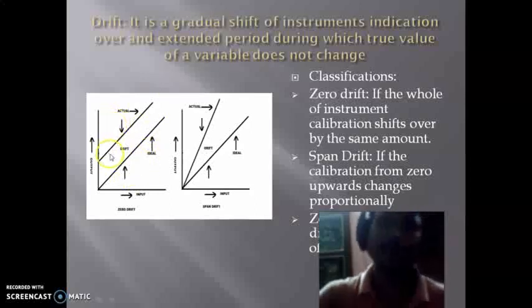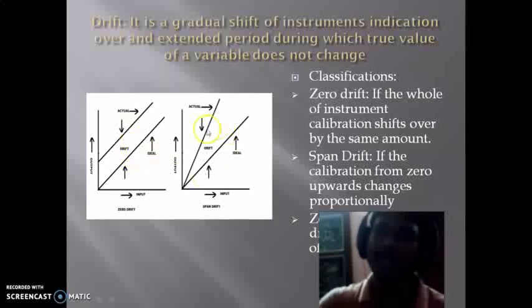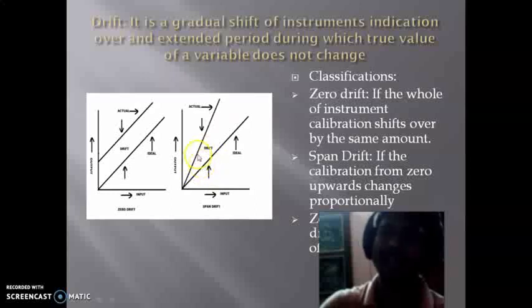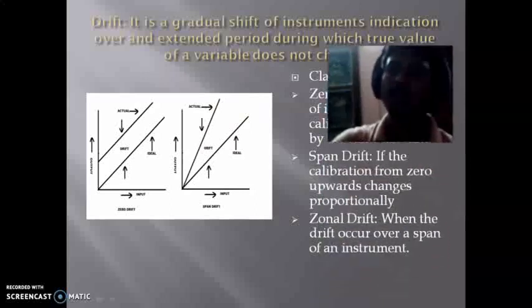So this kind of drift is called zero drift, and this drift is a span drift, because the span increases throughout the measurements. Initially the span was small, and as the measurement goes on, the span increases. This one is the ideal curve, and this one is the actual curve. Throughout the measurement the span is increasing. That's why we get this kind of drift in a span manner, and this is called span drift.